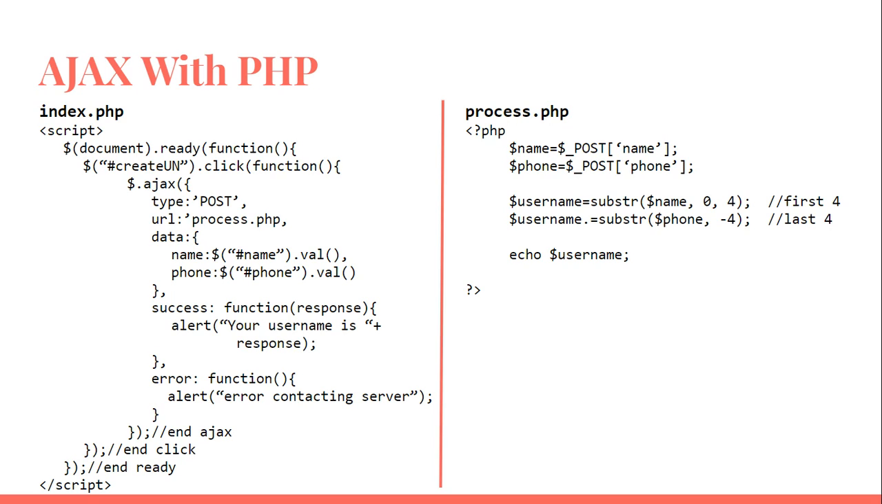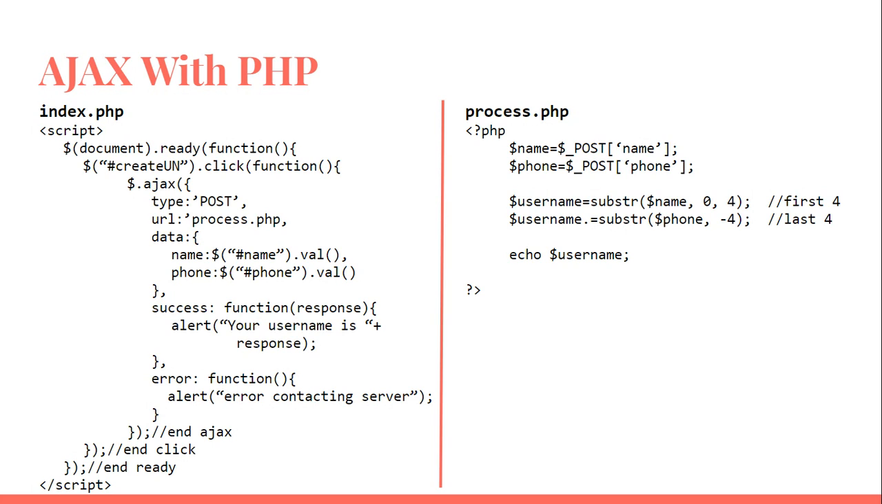The post array comes across with keys name and phone, which I'm storing in local PHP variables name and phone. The username then is going to become a substring of the first four digits of their name. And then I'm going to substring the last four digits of their phone number onto that. And then I echo the username. Coming back over here then to the response to the success function, this response variable is only what was echoed. So now we can alert your username is response, and it's going to echo the username that was created.